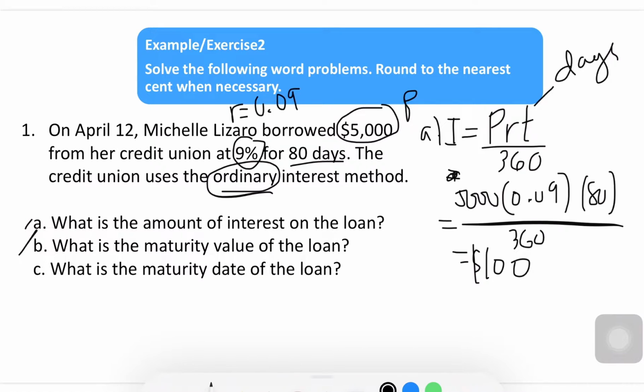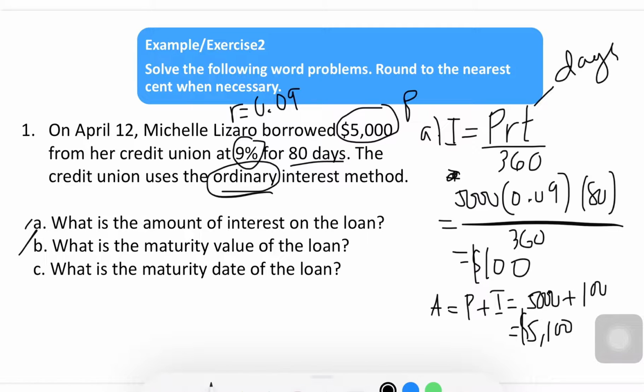Next, what is the maturity value? Remember maturity value? Since we have the value for I, and we have the P, P and I are given, so we can use P plus I. So we have $5,000 plus $100. So we have $5,100, the future value.